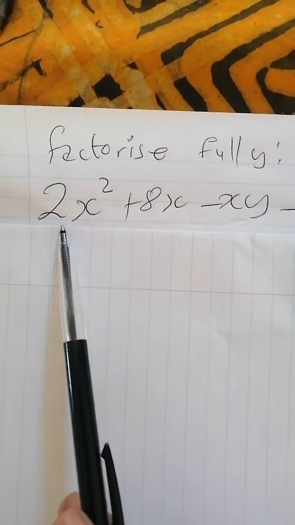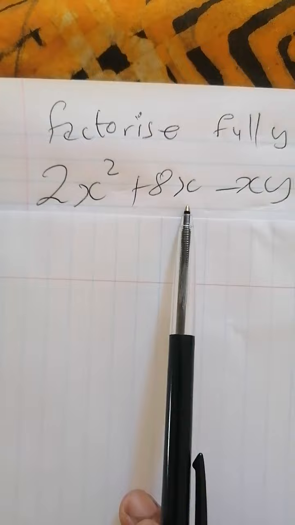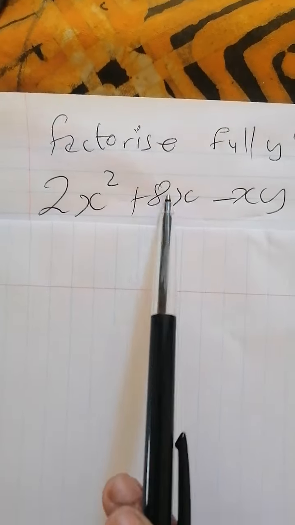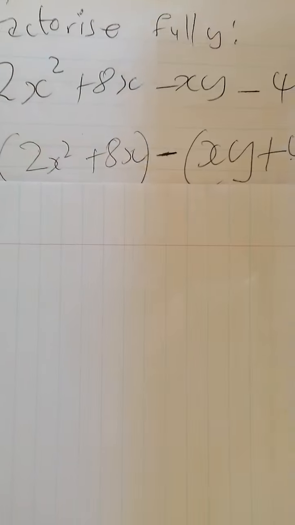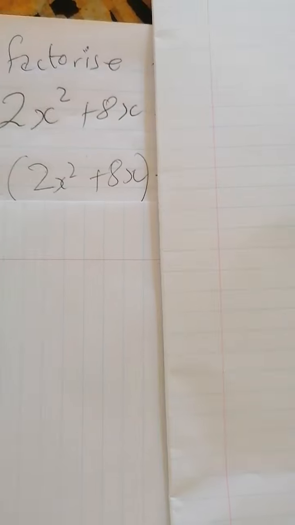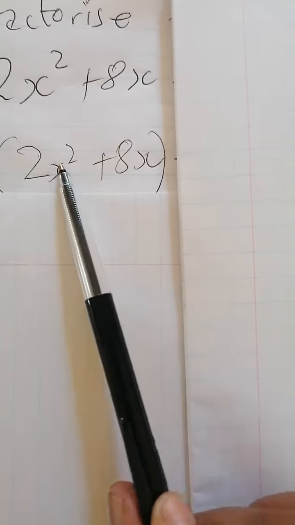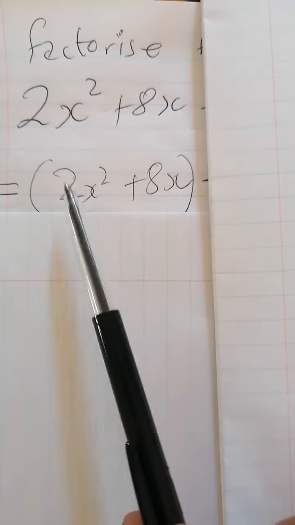All right. Can I group 2x squared plus 8x? Yes, because there's x, and 2 can divide 8. Can I group negative xy and minus 4y? Yes, because y is common. All right. So now I'm going to put 2x squared plus 8x in one bracket. Can you see? I have bracketed them, one bracket, right?